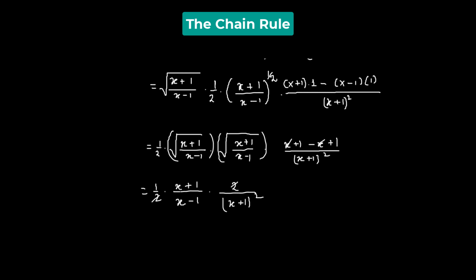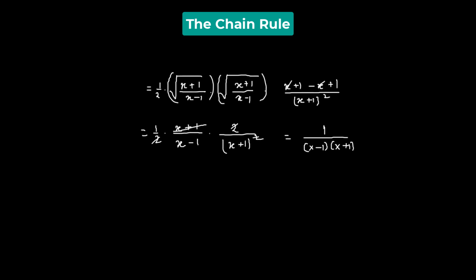So the 2 and 2 go away, x plus 1 from the numerator and the denominator goes away, leaving us with 1 over x minus 1 times x plus 1. So the product of x minus 1 and x plus 1 is simply equal to x squared minus 1. So this is the derivative of log of the square root of x minus 1 divided by x plus 1.